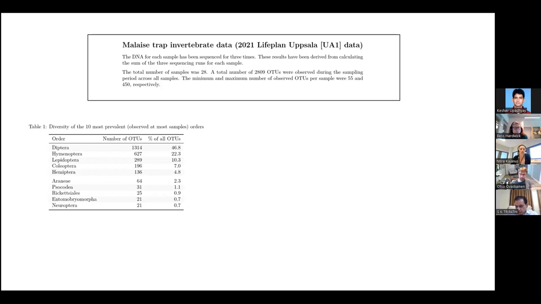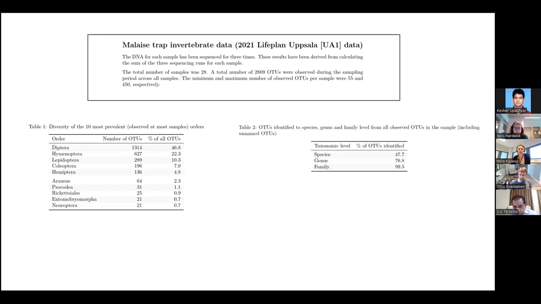Some table examples: one could be that we have the most prevalent orders here, as it's the invertebrates. Prevalent meaning that they were observed at the most samples from this sampling period. On the second column, you can see how many of these OTUs there were. And the third column shows the percentage that these OTUs represent from the entire sample.